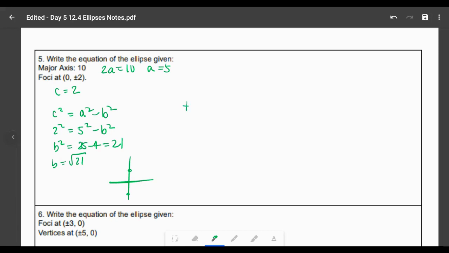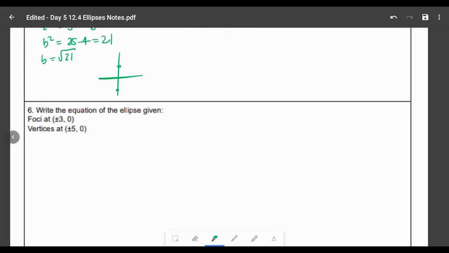So I know that root 21 should go underneath the x squared. So root 21 squared gives me just regular 21. And then for the y squared, that's going to be the 5, and 5 squared is 25, and then these should always equal 1.